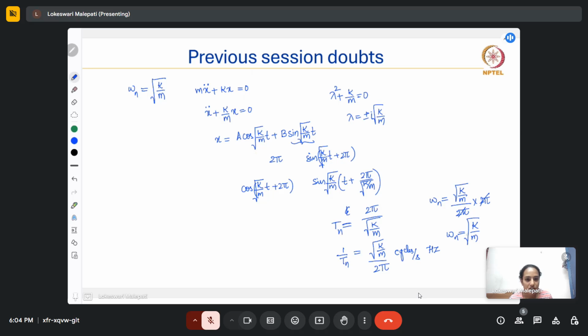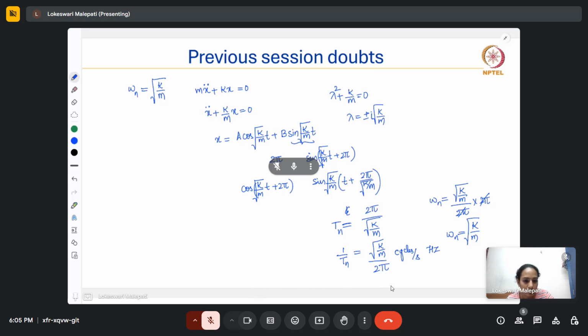And this is called the natural frequency because, just like the time period, it's only dependent upon the properties of the system. So this way we can understand how the natural frequency is square root of k by m. I hope this clears the previous doubt.